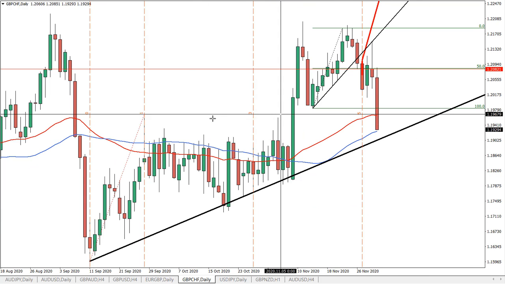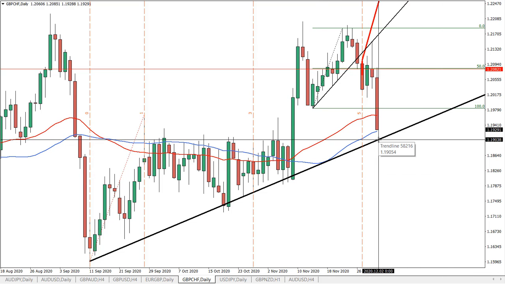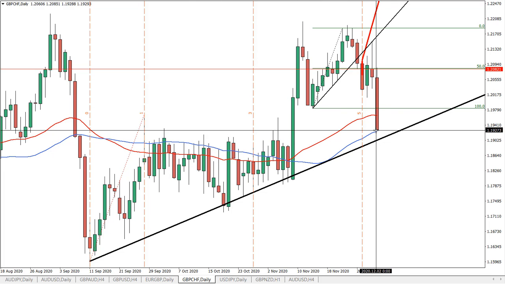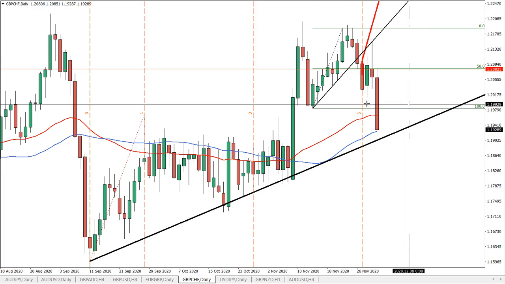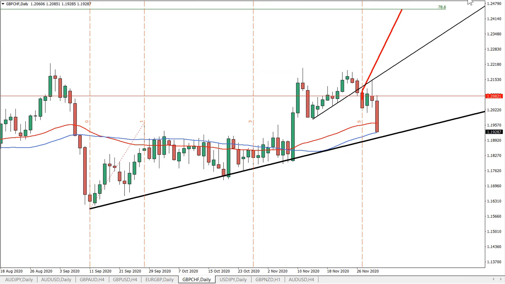Pound Swiss franc. So here it's the same. We need to see where the daily close will be. Maybe we will test this trend line yet again, maybe we will test the moving average and then go up. So this could be the case for the pound Swiss franc, yet I still expect the move to the upside. So I think it will be something like that.